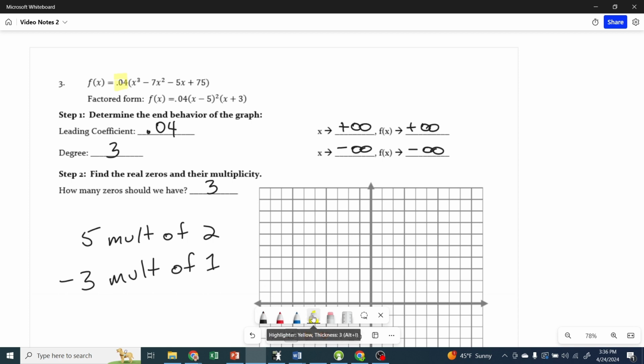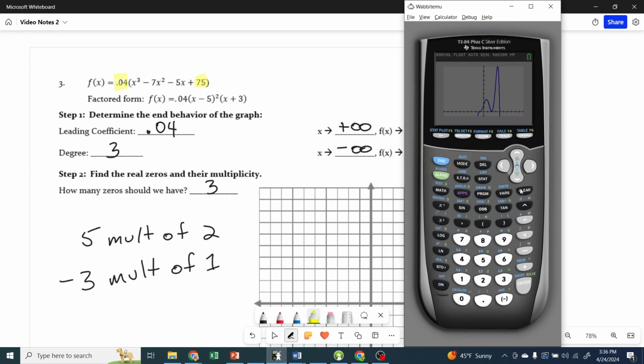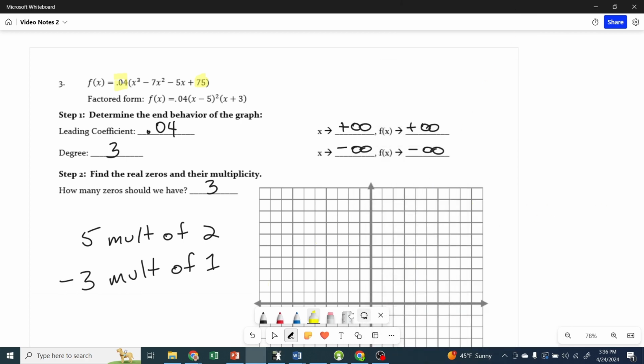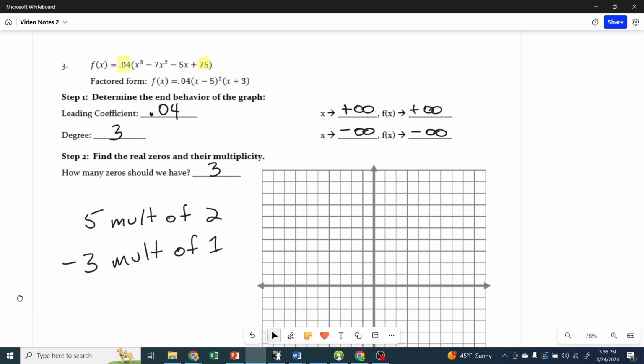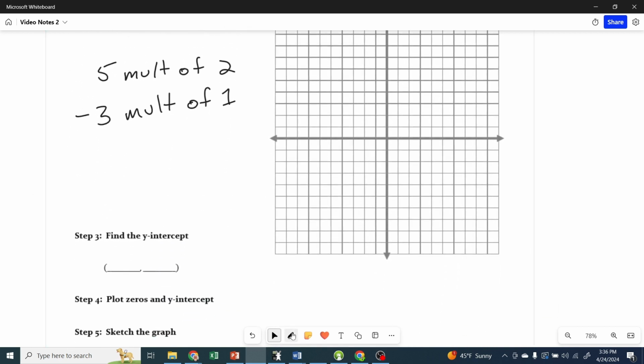Our y-intercept is not 75, right? We have to do 0.04 times 75. So we take out the calculator here and we clear this here. And we say 0.04 times 75. And that comes out as 3. So come down here. And our y-intercept is 3.